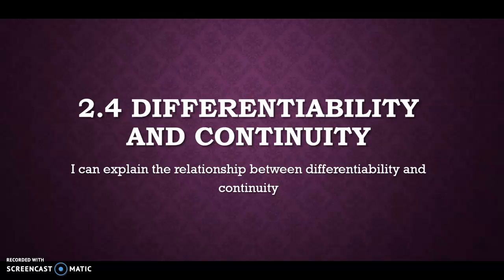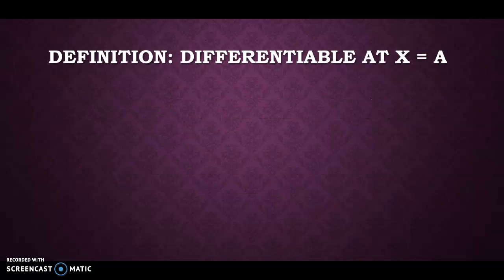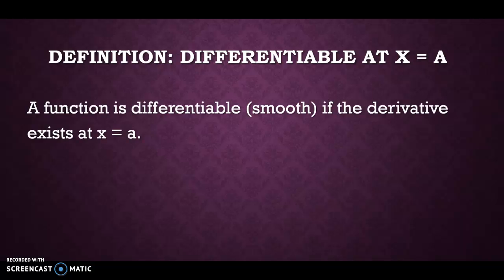This section is about differentiability and continuity. We've already learned about continuity in the past, but now we're going to learn a new word, differentiability, and how that relates to continuity. So here's the definition of differentiable at a point. A function is differentiable if the derivative exists at x equals a.